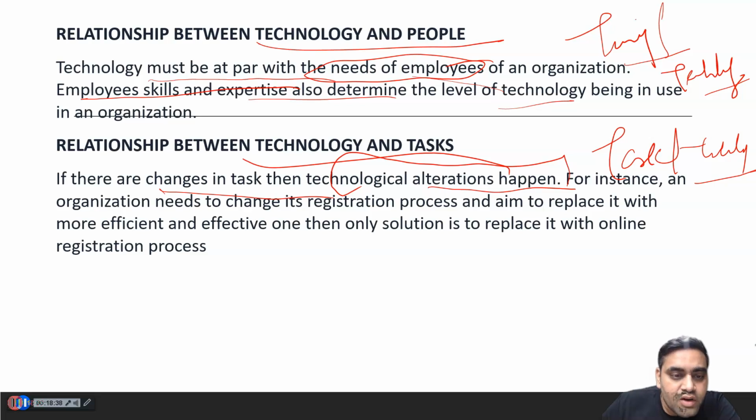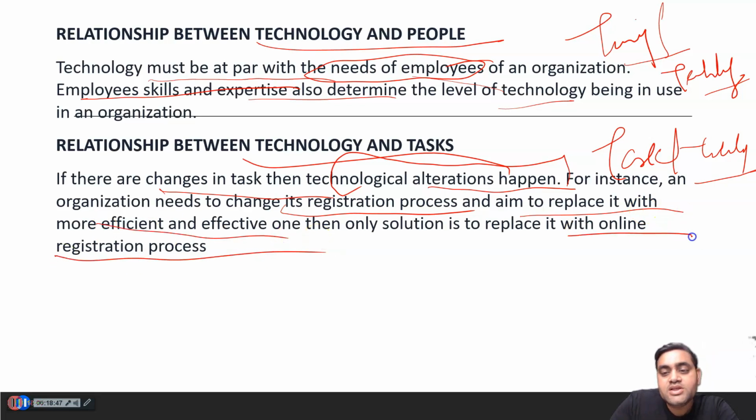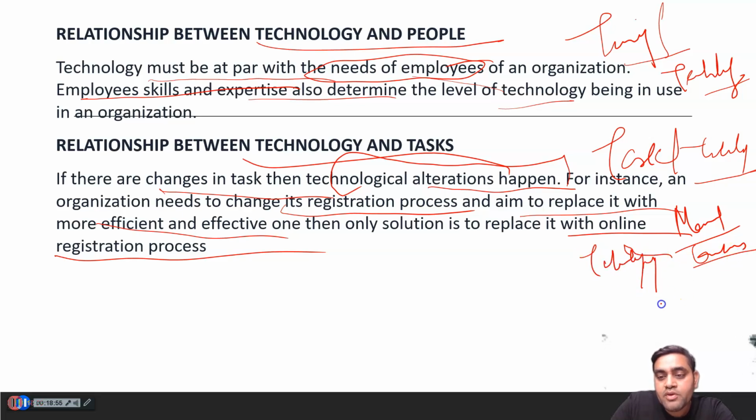For example, if an organization needs to change its registration process, they aim to replace it with a more efficient and effective one, and mostly that technology comes from something like an online registration process. So earlier you were doing some manual registration, now you are doing some online registration. So at a certain level, technology is definitely involved over here.